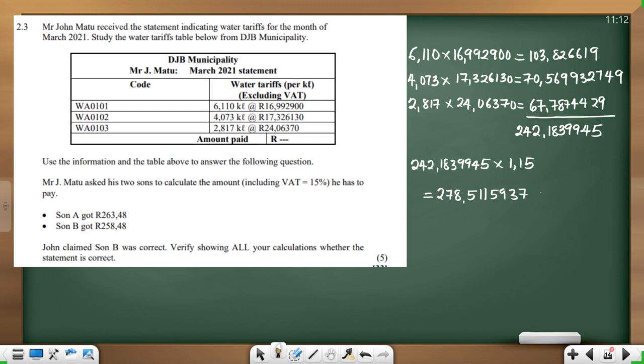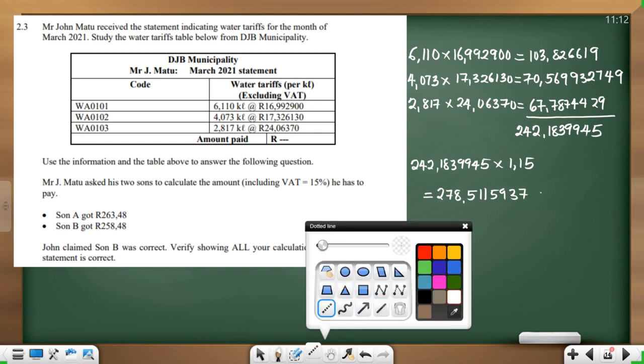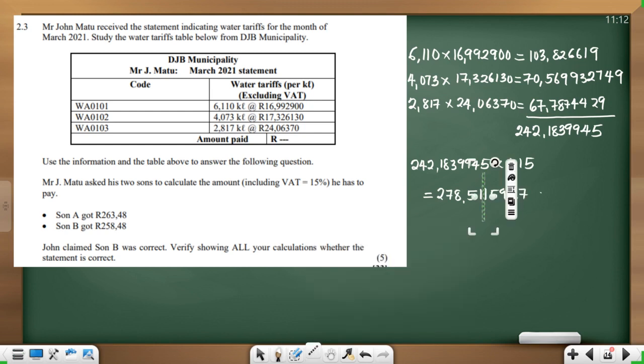278,511,59. Now, 2 decimal places. I am going to count 2 numbers after the decimal. There. But check. The next number is less than 4. If it is 4, 3, 2, 1, then it doesn't affect my value. So, my answer is 278 Rand 51 cents.